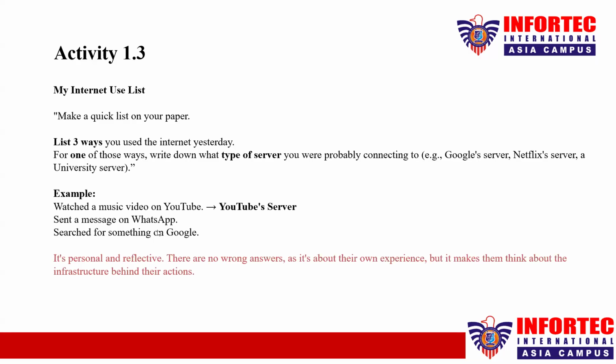And then, send a message on WhatsApp. It is the WhatsApp server. Search for something on Google. It is the Google server. Posted something on Facebook. It is the Facebook server. Checked an update on Instagram. It is the Instagram server. Sent an email to the boss. It is the email server. So like that, you have to list down all the activities.